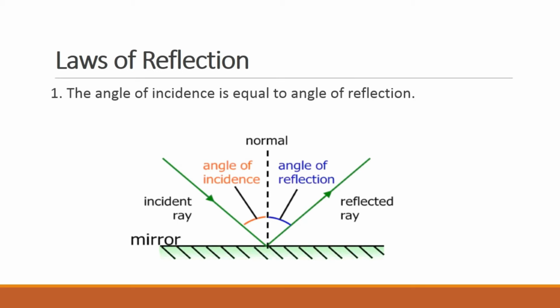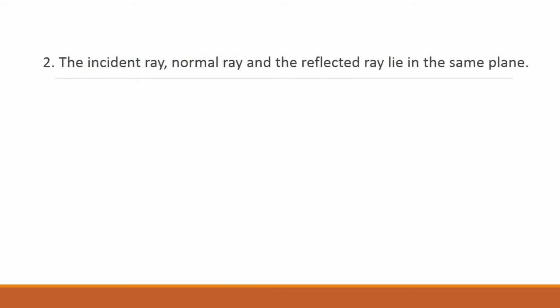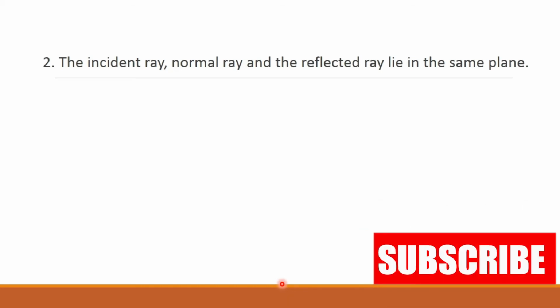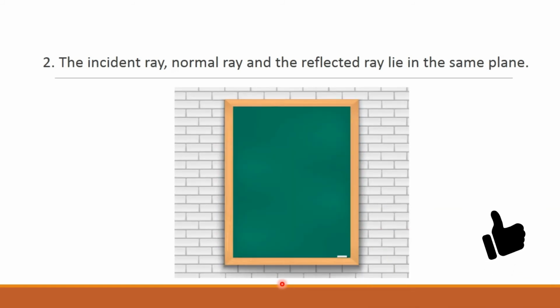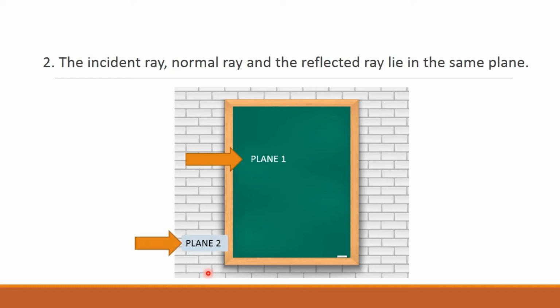Now the second law of reflection: the incident ray, normal ray and reflected ray lie in the same plane. Now what is the meaning of this? Suppose I take this board hanging on the wall. So this board will be plane 1 and this wall will be plane 2. It means two planes are there. This board is plane 1 and this wall is representing plane 2.